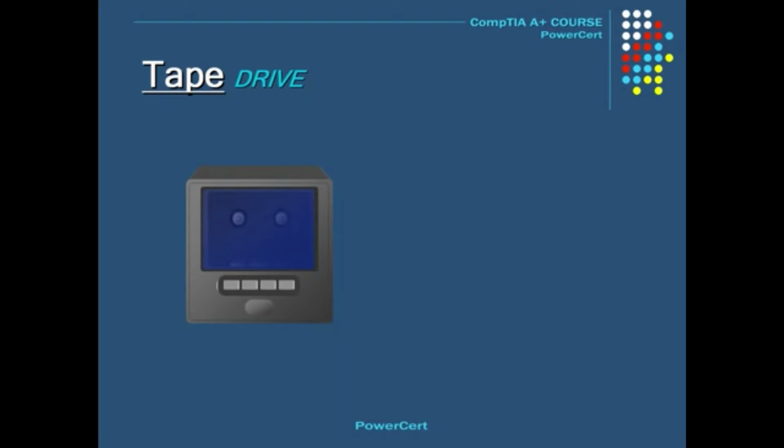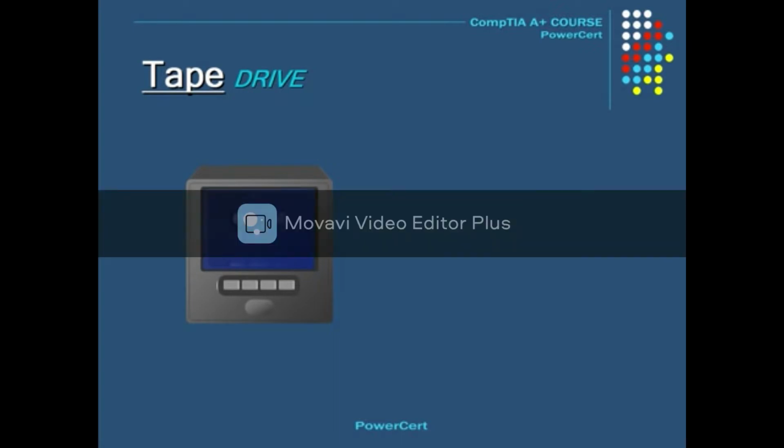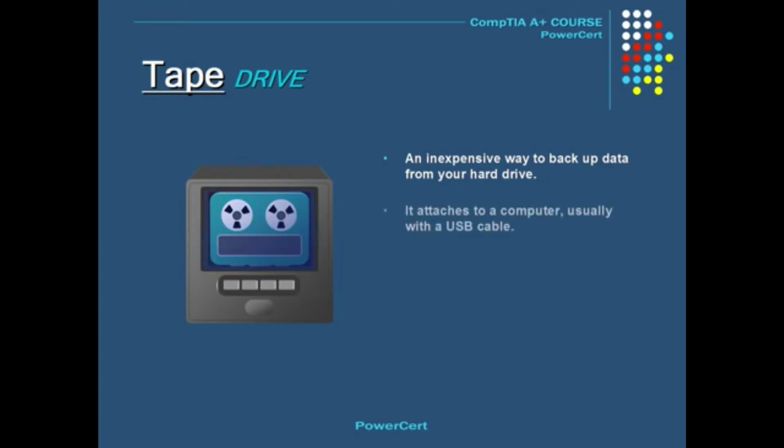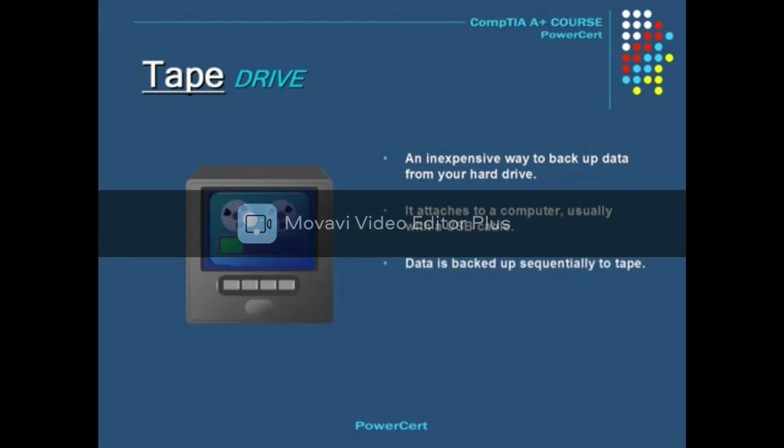Removable storage is both convenient and portable because these types of storage are not stored internally in a computer. They are attached from the outside. For example, a tape drive. A tape drive is an inexpensive way to back up data from your hard drive. It attaches to a computer, usually with a USB cable, and data is backed up sequentially to tape, which means that if you ever have to restore the data, you have to restore the data in the same order as you backed it up.